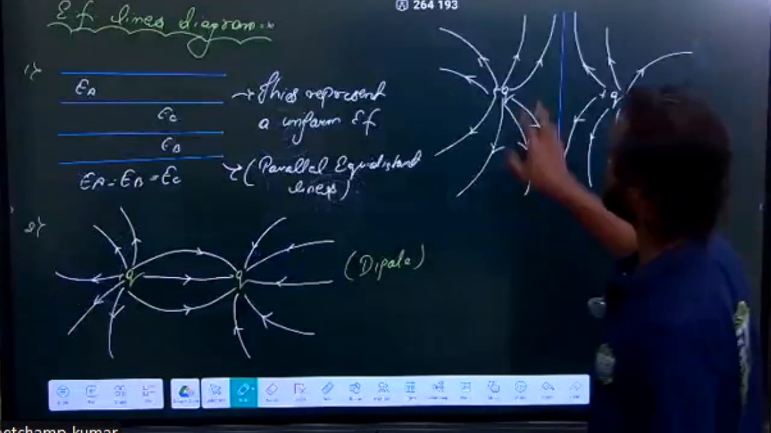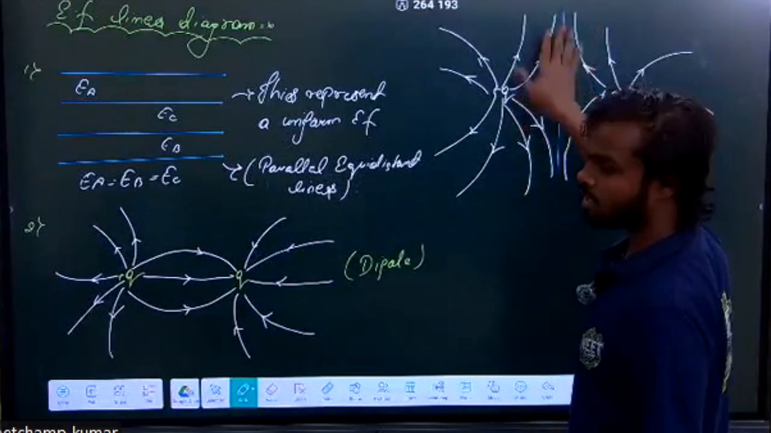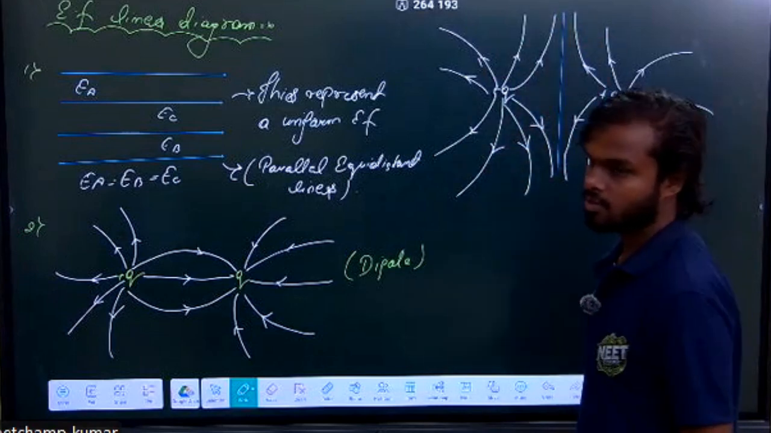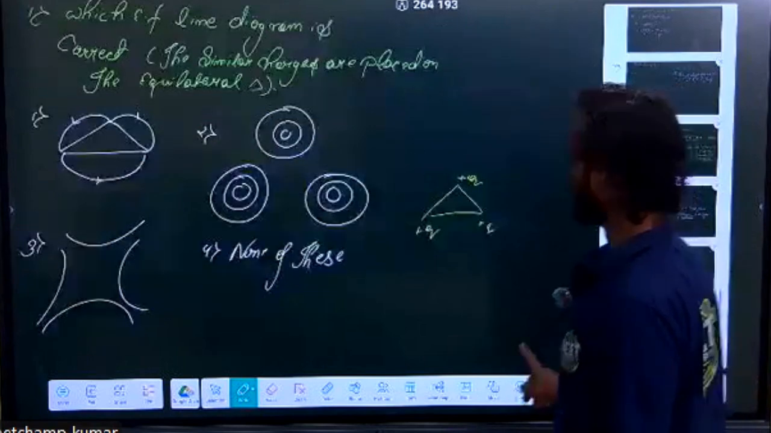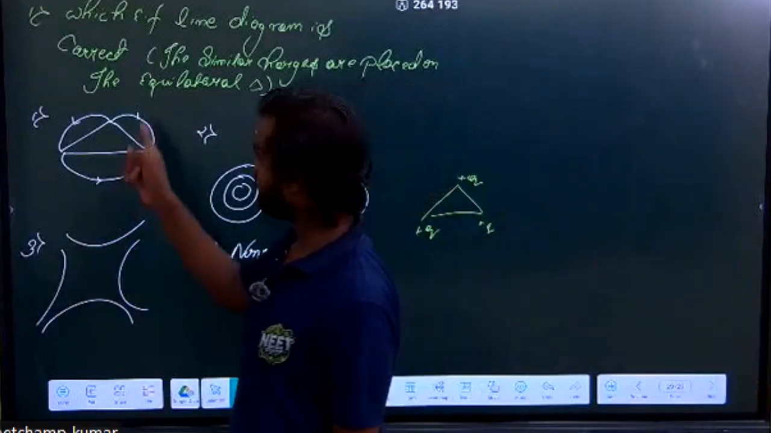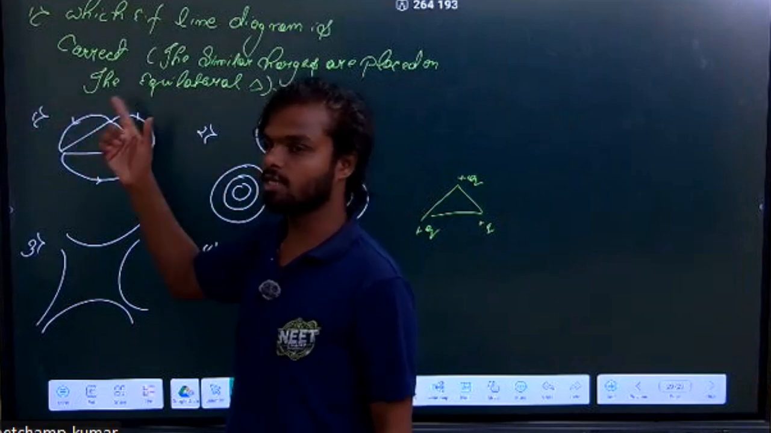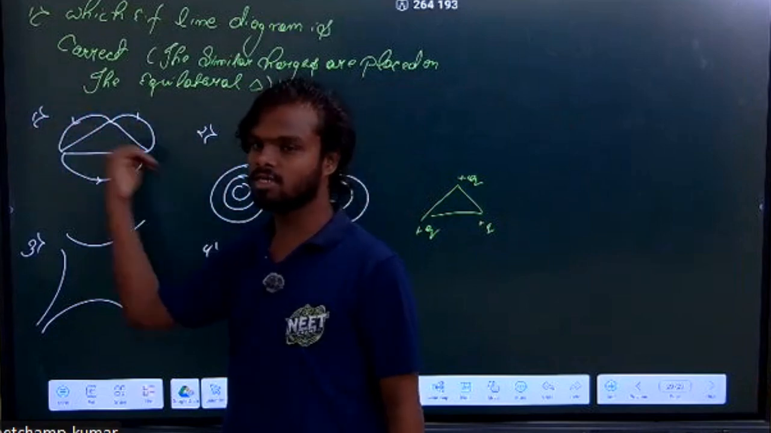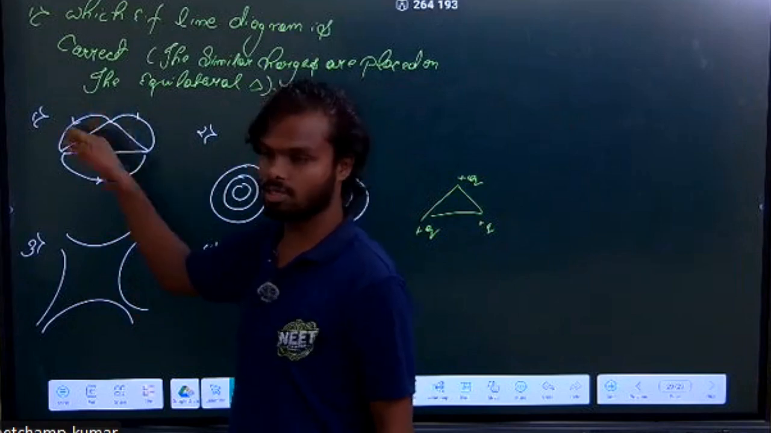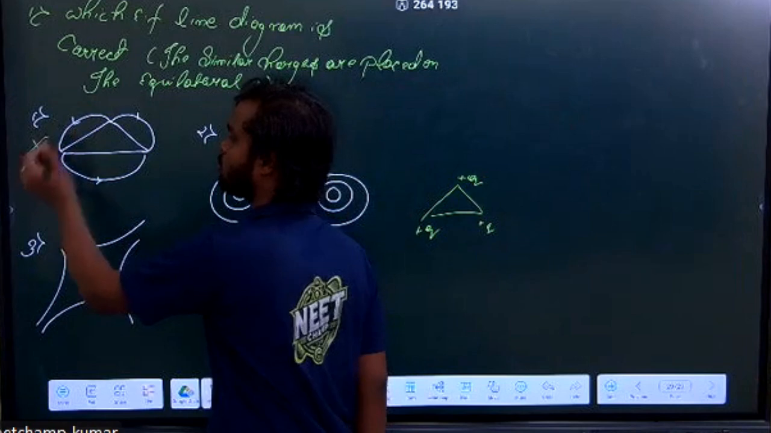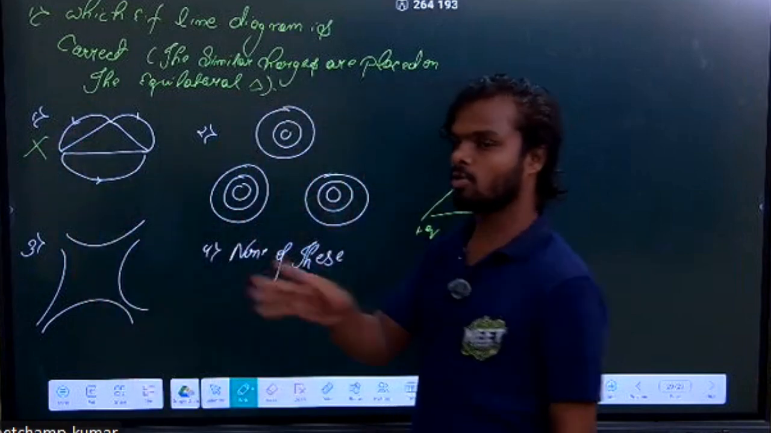If there are two positive charges, obviously these electric field lines will repel each other. Because they are the same charge, they will never intersect. We know that. So this diagram is wrong, because if it is a positive charge, it has to go to infinity. Second, if it is a negative charge, then the electric field line should enter inside it, but it is going away from it. So in both cases this diagram is wrong, and we cannot choose this option. If you know the property, you can solve it.